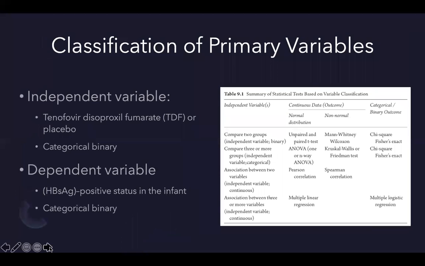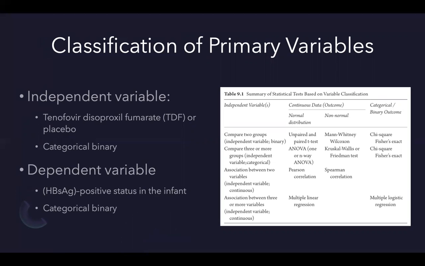After we look at PICO, we can see which ones are our variables and then we can classify them in order to choose the best statistical test. In this case, the primary outcome, the dependent variable, was the positive status in the infant, meaning categorical binary, because we want to see if the infant was positive or negative. So it's a yes or no.